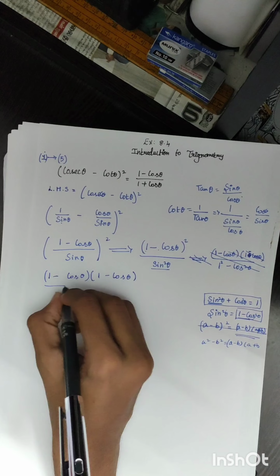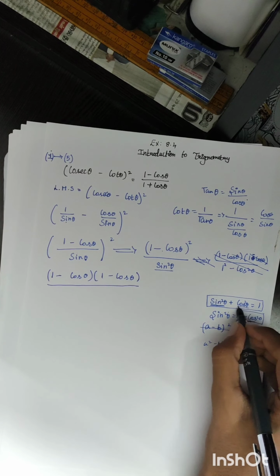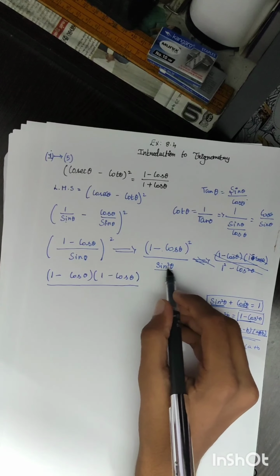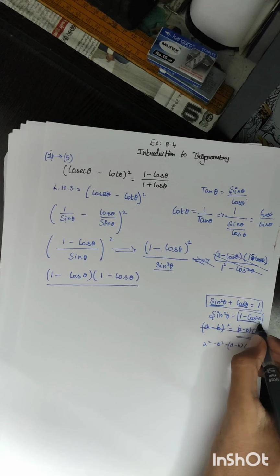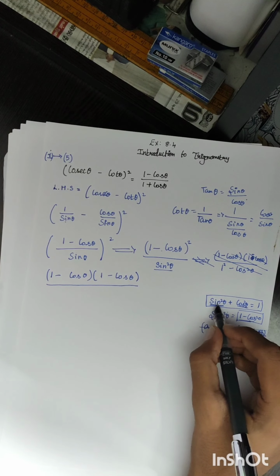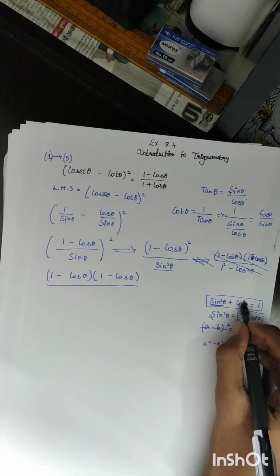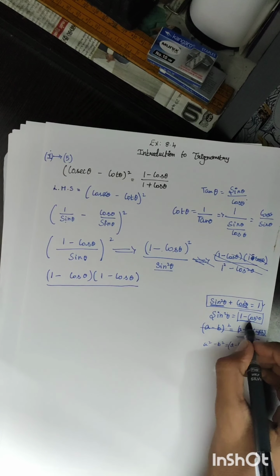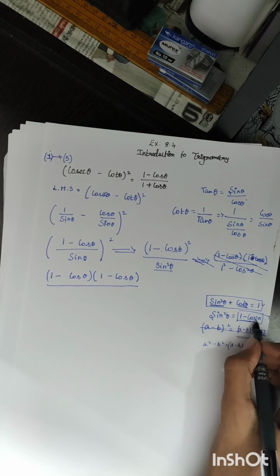Okay, so whole divided by... here you can see that you can write this sin square theta as 1 minus cos square theta, because this is the identity which we have. If you transpose this cos square theta to the right hand side, it will be minus cos square theta. So the value of sin square theta will be 1 minus cos square theta.